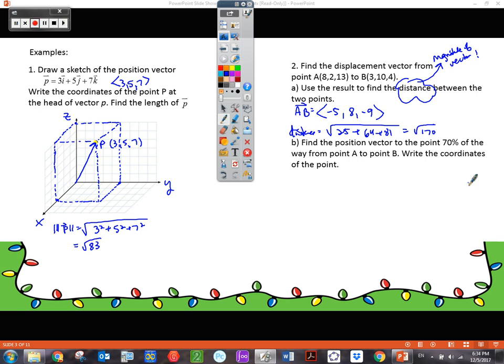All right, so part B says find the position vector to the point 70% of the way from point A to point B. Write the coordinates of the point. This should sound very familiar to us. We did this in 2 dimensions, recall. Probably one of our favorite kind of problems, I would bet.